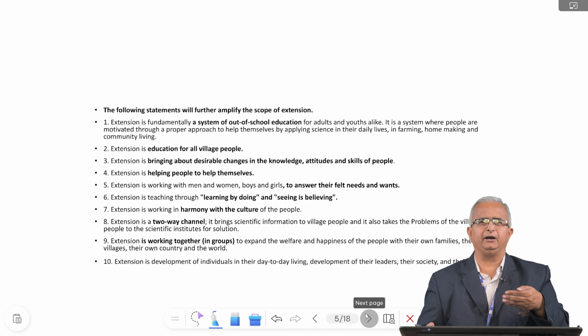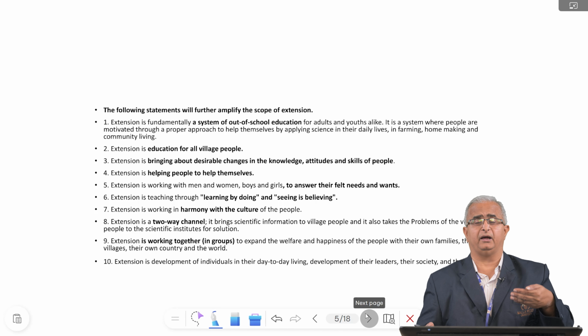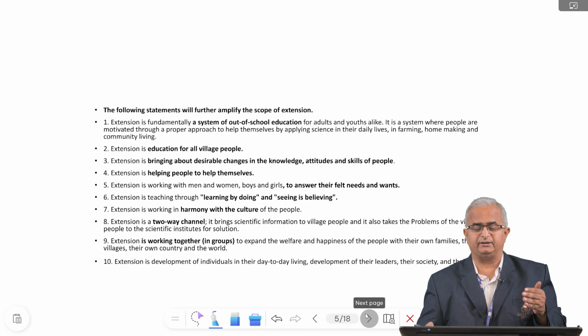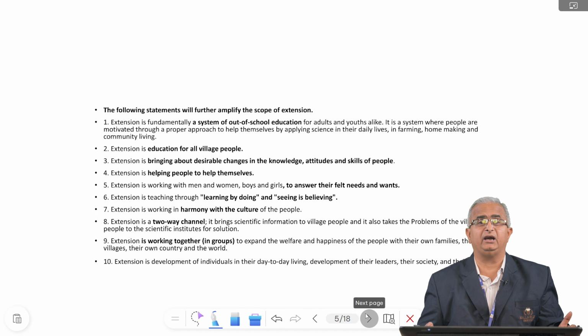That means we try to develop the individual, their family, their village, in turn their mandal and their district, their state and their nation and the whole world. We concentrate on human beings, and the welfare and happiness of human beings is the subject matter of extension education. It is the development of individuals in their day-to-day living and the development of their leadership, their society and their world as a whole.